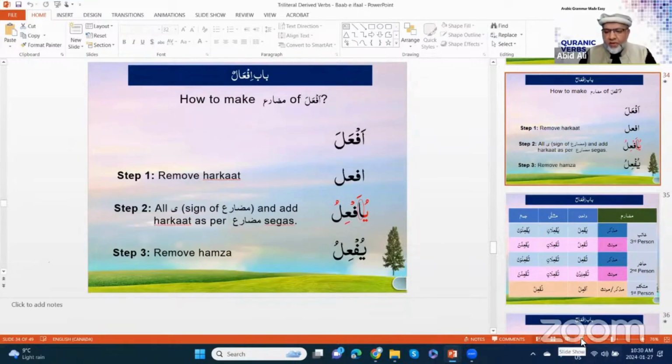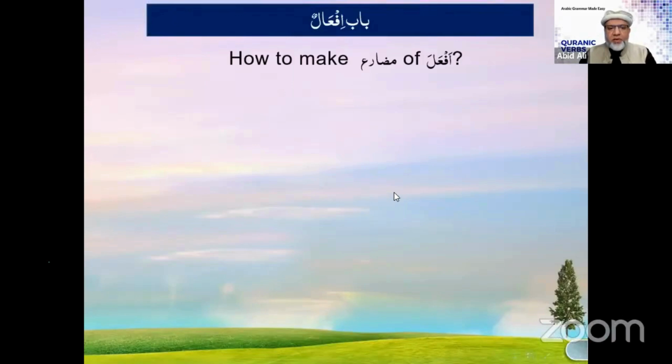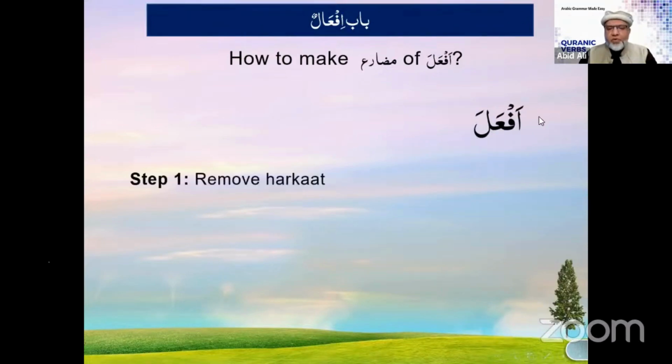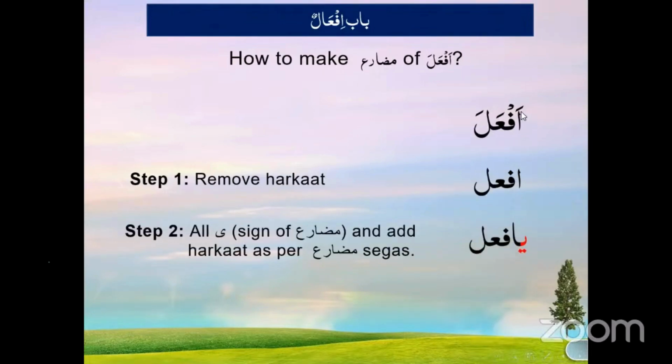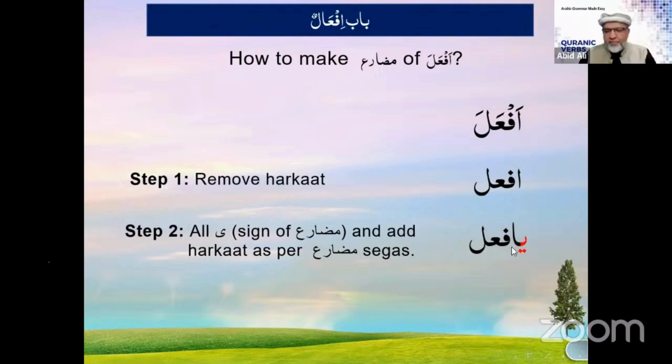Let's take a look at this one, let's complete this one. So we were talking about Bab If'āl and the Muḍāri. So we got af'ala from the Madi. Remember, what is the alamat of the Muḍāri? It is ya, right? So we would have to add the ya. When we add the ya to the alif, it will become ya'falu. I mean, we don't know the haraka yet. So then we put the haraka, it will become yu'af'ilu.